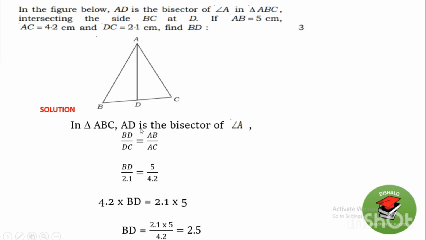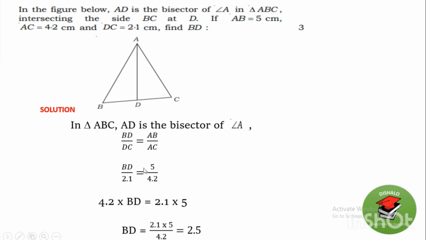Since in triangle ABC, AD is the bisector of angle A, then BD by DC equals AB by AC. This is also one of the theorems. If AD is the bisector of angle A, then BD by DC equals AB by AC.